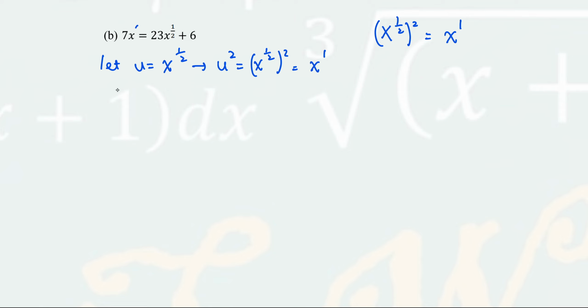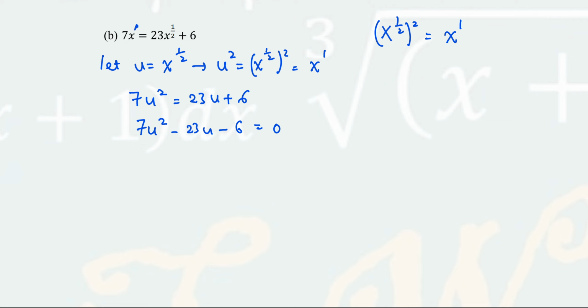Okay, then from here, I will be getting 7u squared, because x to the power 1 over here equals 23u plus 6. And move all the terms on the right side to the left side to get 7u squared minus 23u minus 6 equals 0. So here we get the quadratic equation. And now you may try to factorize this, but unfortunately this quadratic equation cannot be factorized.